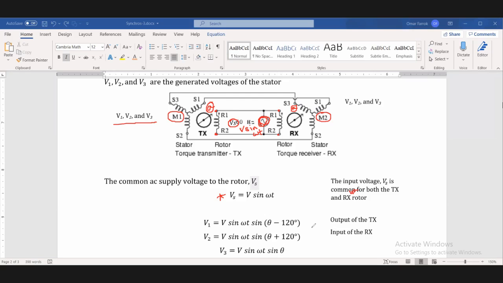And there is another term: the output of the TX and the input of the RX are the same. What we are talking about is this voltage, this one, and this one. For these cases, the output of the TX is the input of the RX. Output is the same. So what does it mean actually? This is for the stator, not the rotor side. The first one is the rotor side.